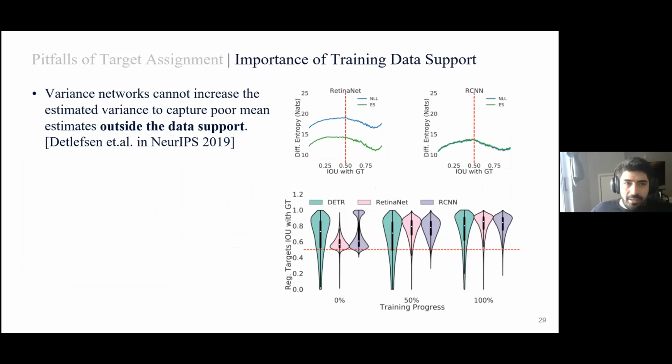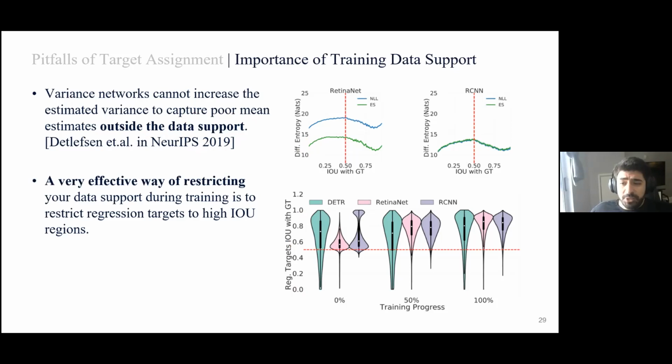Why does this happen? The answer comes in a recent paper from NeurIPS 2019, where variance networks are seen to not be able to capture the poor mean estimates outside the data support. Basically, if a network does not observe the whole range of available errors during training, it cannot correctly predict the correct distribution during inference. And unfortunately, a very efficient way to restrict your data support during training is to only train on good detections or on very low error detections.